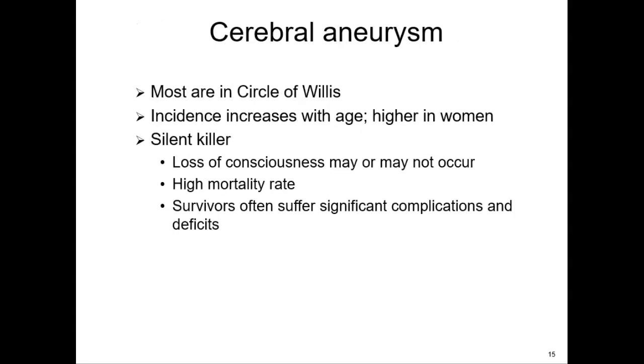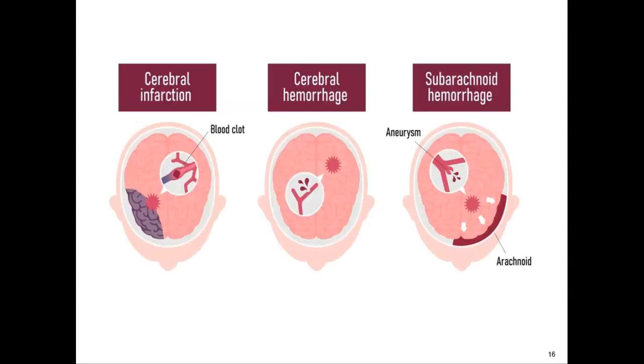All right, so cerebral aneurysm as well. This is, again, most in the circle of Willis. Many patients die. This is called a silent killer. Loss of consciousness may or may not occur, and again, very high mortality rate. And here's just a little graphic for you to see the different types of hemorrhage. So cerebral aneurysm and subarachnoid hemorrhage are sometimes used interchangeably.